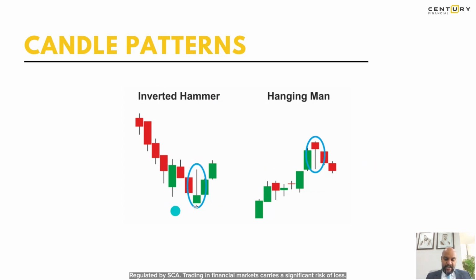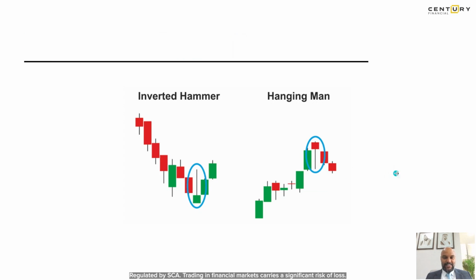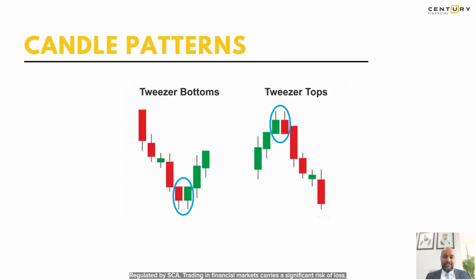Now this is an inverted hammer, an obvious name for it because it looks like a hammer that has been inverted. This is a hanging man, unfortunately not a very good name for it, but yes, it looks like a hanging man over here. There's another pattern as an example that I want to show. Again, these patterns are not limited to just 2 or 3. There are multiple candlestick patterns, but these are just examples.